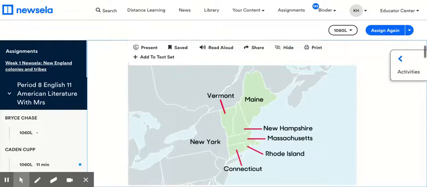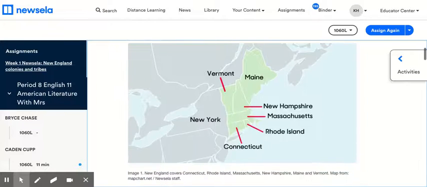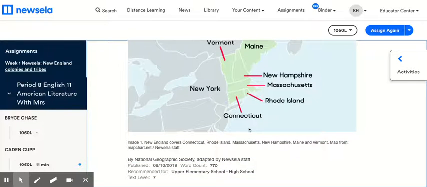Just a quick point about reading these texts in Newsela. First of all, you're always going to have some sort of image that gives you an idea of where the story is taking place. For this article, make sure you read the caption down here. Image 1 says New England covers Connecticut, Rhode Island, Massachusetts, New Hampshire, Maine, and Vermont. So when they're talking about New England, these are the places they mean.